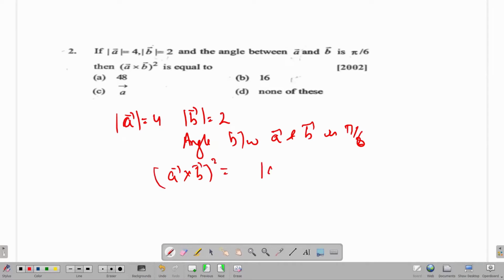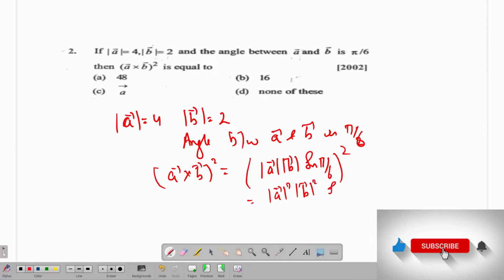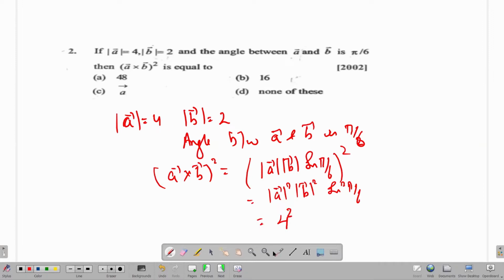As we know, the cross product magnitude is mod A, mod B, and sine pi by 6, and we just have to square it. Further we can write this as mod A square, mod B square, sine square pi by 6. Mod A is given here 4, so this comes out to be 4 square. Mod B is 2, so we write here 2 square, and sine square 30 degree is 1 by 2 whole square. So what next do I get? My answer is only 4 square, that is 16. So this is the simple application of cross product.